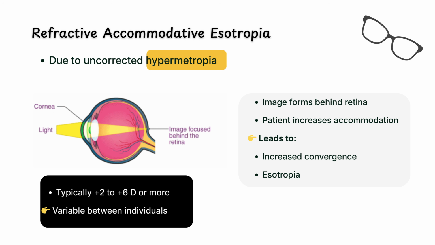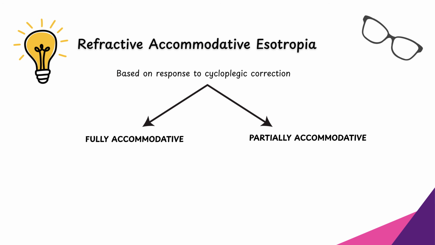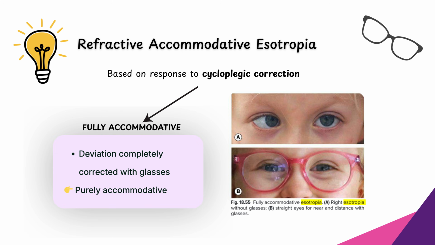Typically, hypermetropia in the range of +2 to +6 diopters or more may be associated with accommodative esotropia, although the threshold varies between individuals. The Kanski textbook of ophthalmology gives it as +2 or more of uncorrected hypermetropia. The diagnosis of refractive accommodative esotropia is strongly supported by the response to full cycloplegic correction. If the deviation is completely corrected with the appropriate glasses or with full cycloplegic correction, it is known as fully accommodative esotropia. It means that accommodation was solely responsible for the esodeviation in these patients.